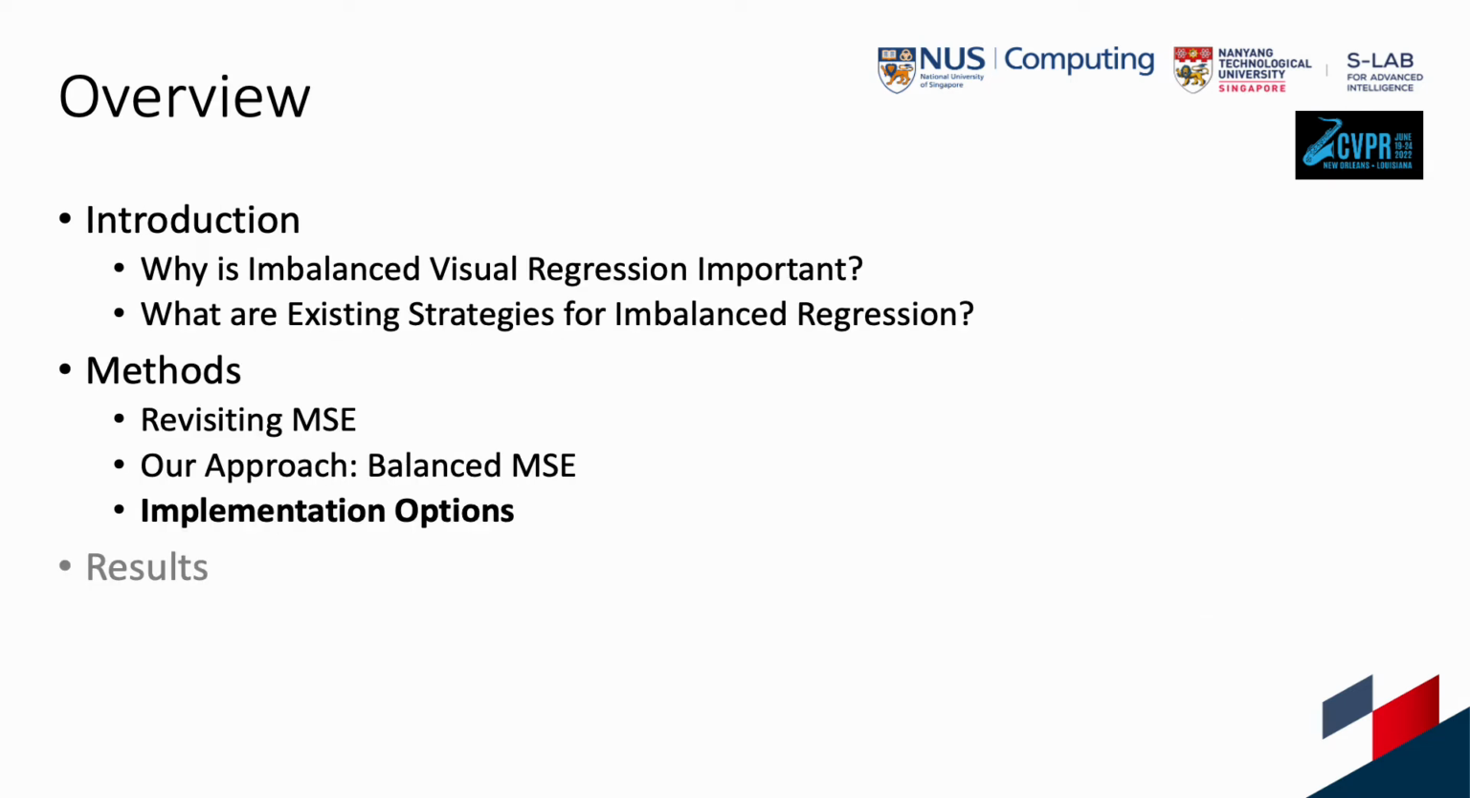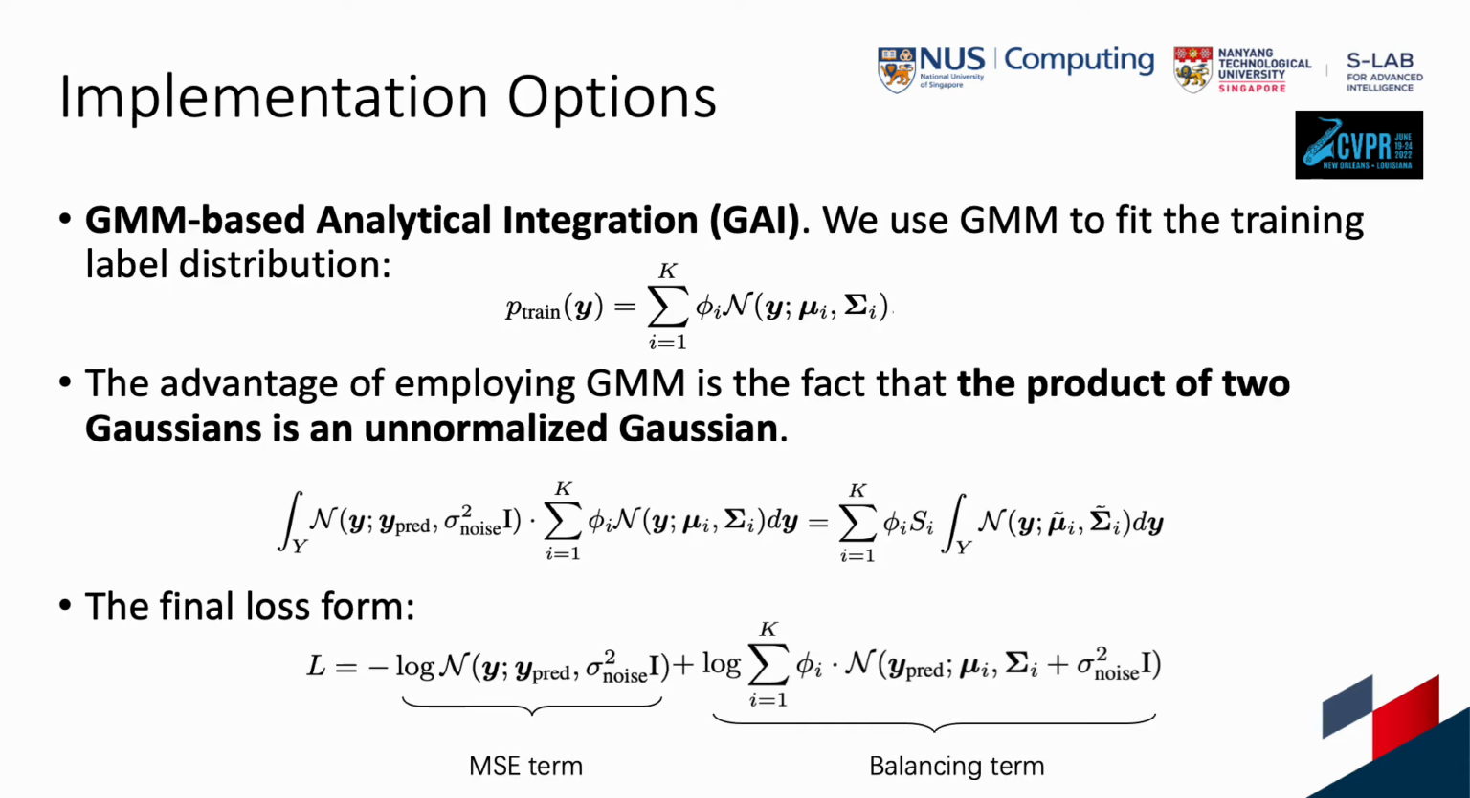Therefore, we provide both analytical and numerical implementation options for the integral. For the analytical solution, we use GMM to fit the training label distribution. The advantage of employing GMM is the fact that the product of two Gaussians is an unnormalized Gaussian. Therefore, the integral can be analytically solved.